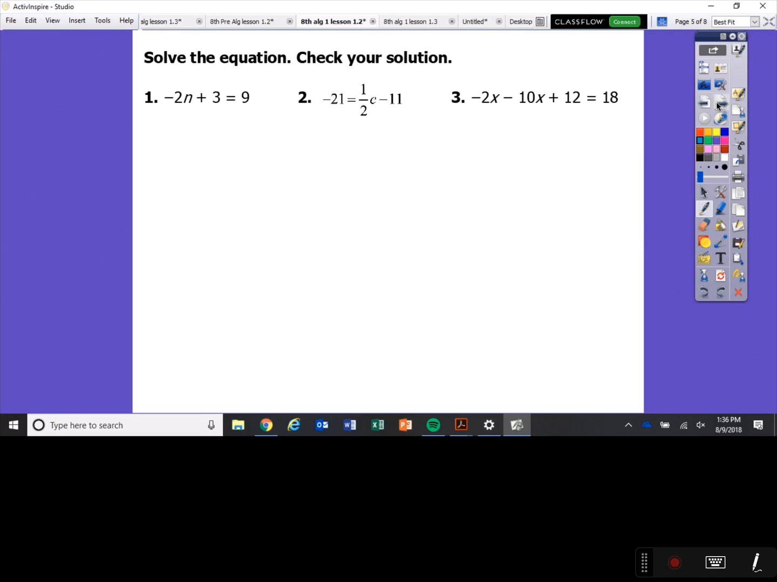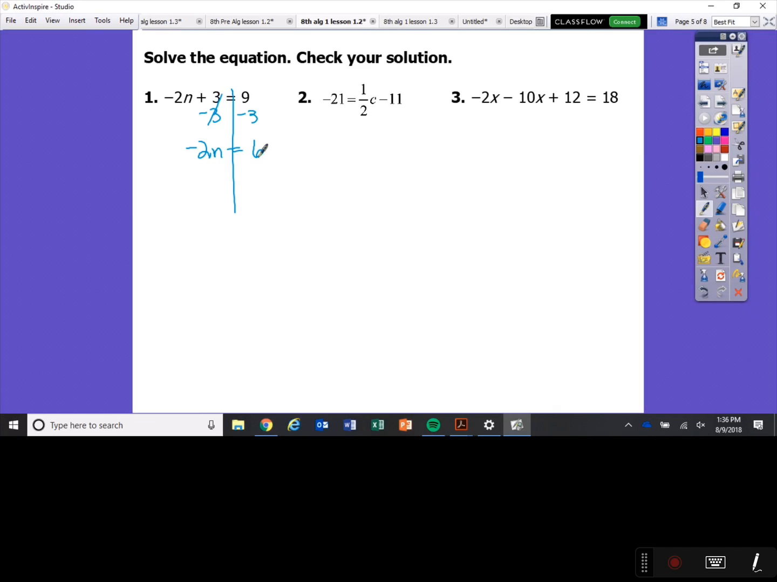Alright. They're all done on the board. So I'm going to do them and show y'all how to do them. Okay. So number one, all we gotta do is what? What's our first step? Subtract three. Minus 3. So negative 2n equals 6.